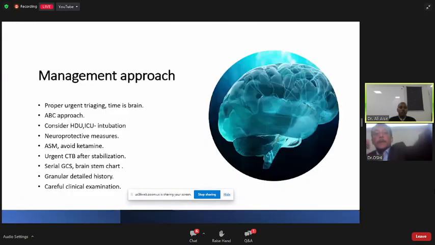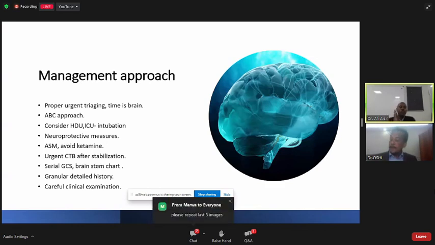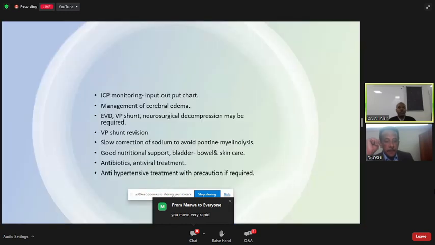The management approach is very big, starting from ABCs: airway, breathing, circulation. Such patients sometimes need HDU or ICU admission, neuroprotective measures: normothermia, normoglycemia, and normotension. Anti-seizure medication to control the seizures. Avoid medications that might raise intracranial pressure, like ketamine. CT brain definitely after stabilization of the patient. Glasgow Coma Scale, serial Glasgow Coma Scale, pupil chart, and examination of the rest of the systems.